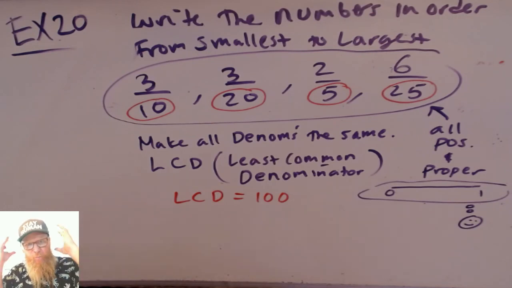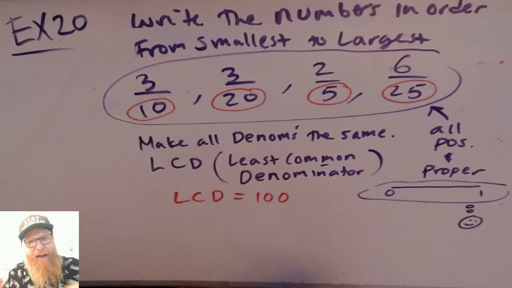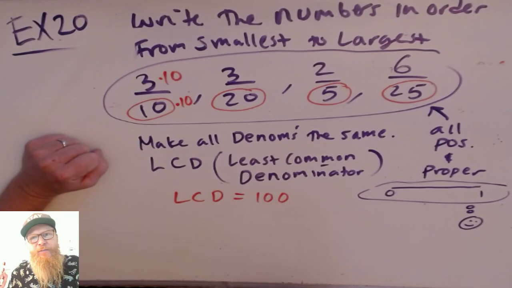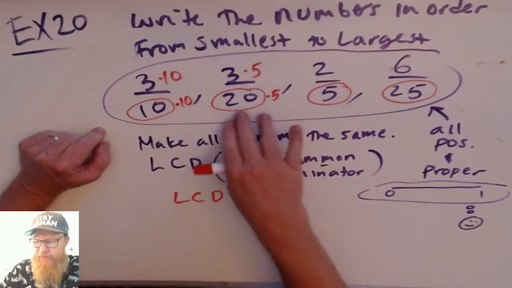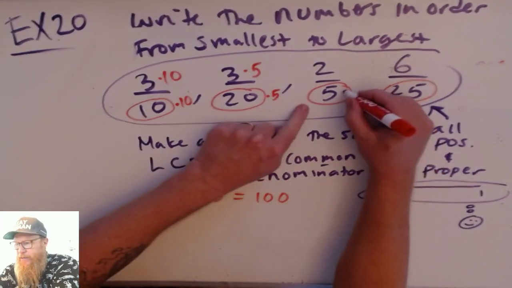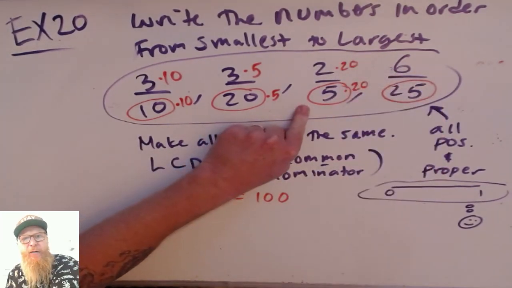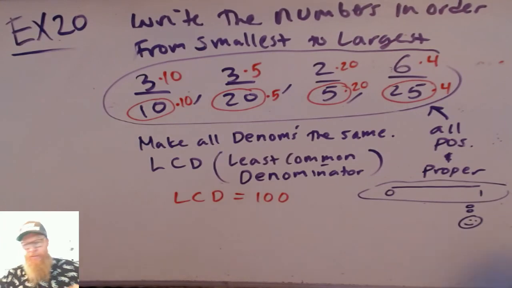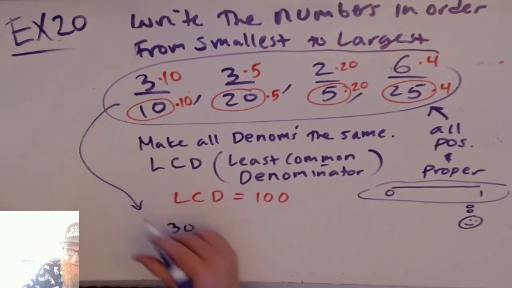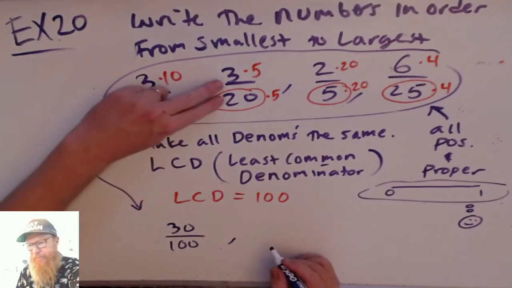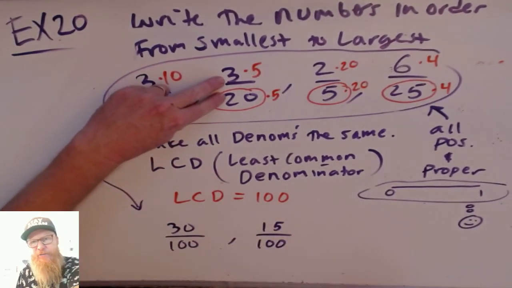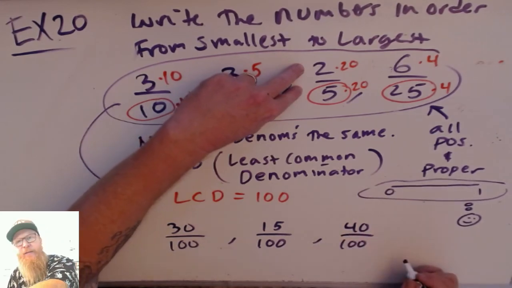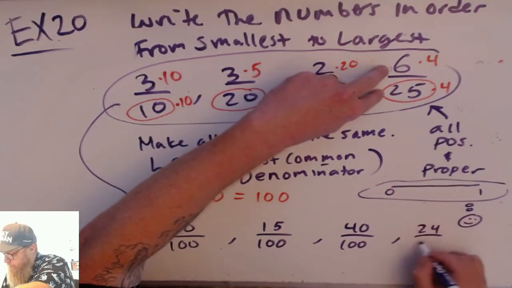So you're going to think to yourself, what do I need to multiply by to make an equivalent fraction with a denominator of 100? So this one will be 10. That'll make that 100. This one will be 5. I'll make that 100. This one will be 20. Make sure you do the top and the bottom, numerator and denominator. That'll make that one 100. And this one will be 4. So now I've got 30 over 100, 15 over 100, 40 over 100 and 24 over 100.